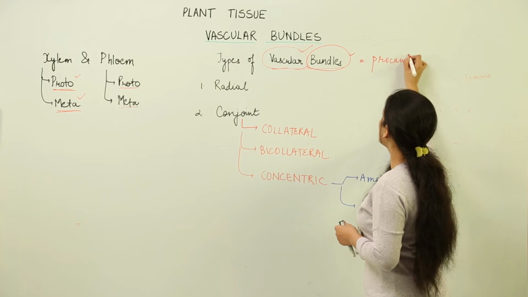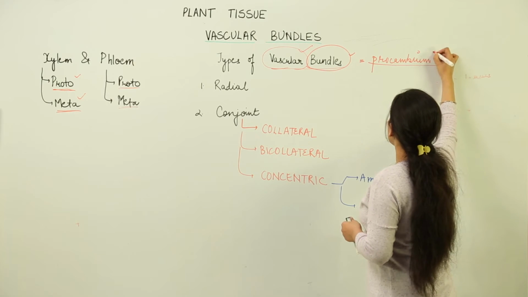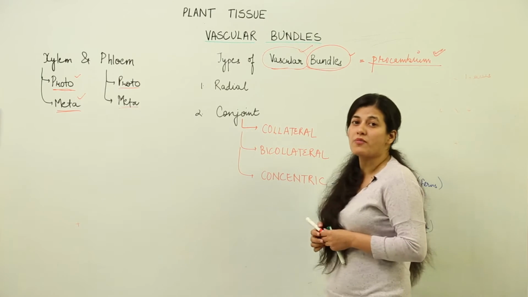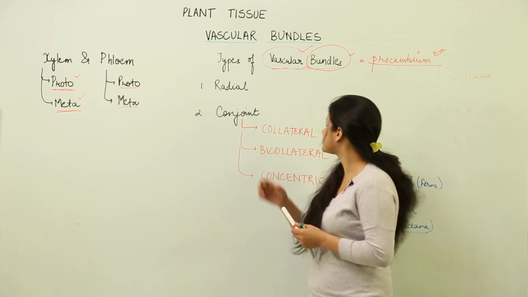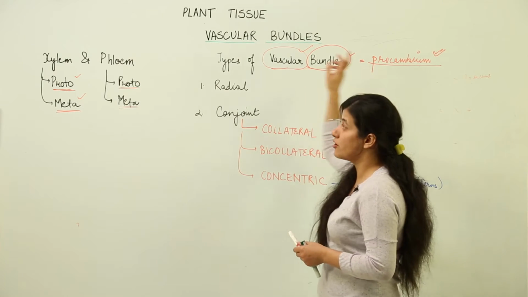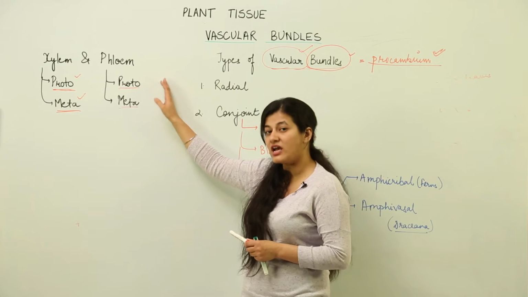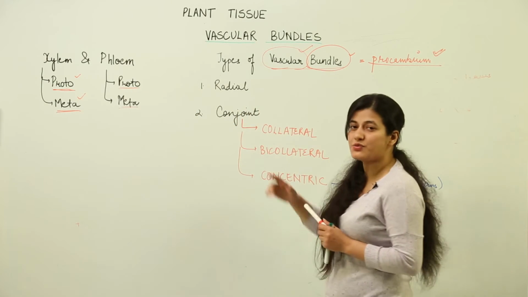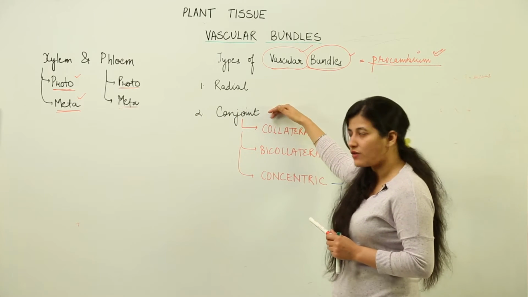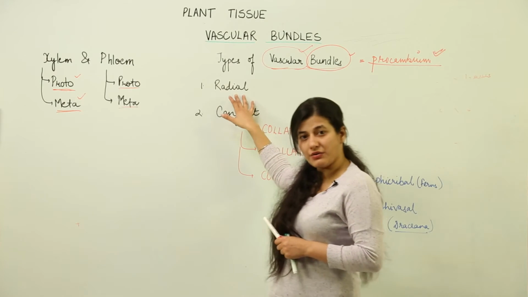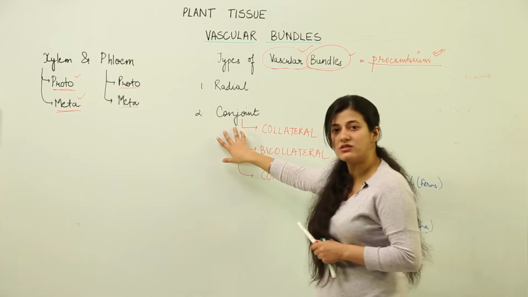Now what is this procambium? Procambium is the meristematic tissue that is responsible for the formation of the vascular tissue. What tissues are being formed? Xylem and phloem are being formed. On the basis of how they are arranged, we have 2 different types of vascular bundles. First is the radial vascular bundle and the second is conjoint.